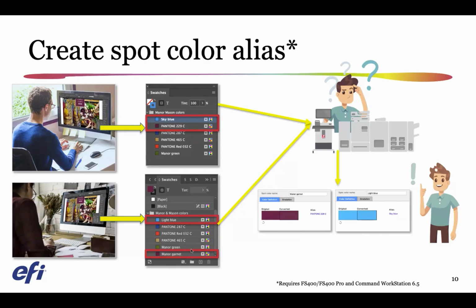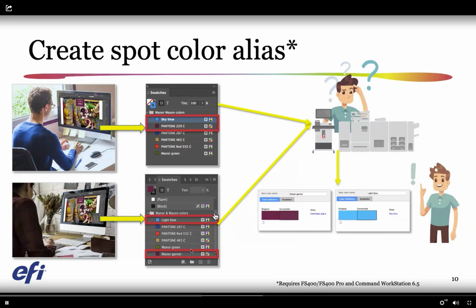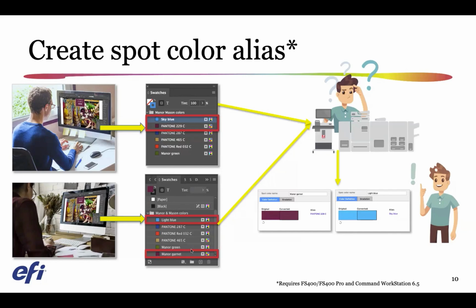So one really important note here, this particular feature requires Fiery FS400 or FS400 Pro software. Not all of our partners are shipping FS400 Pro just yet, but it's a great feature to learn about for when your time does come to sell FS400 servers. It's also really important to use Command Workstation 6.5 in order to ensure the best user experience for the alias feature. So now let's take a look at a quick demo.